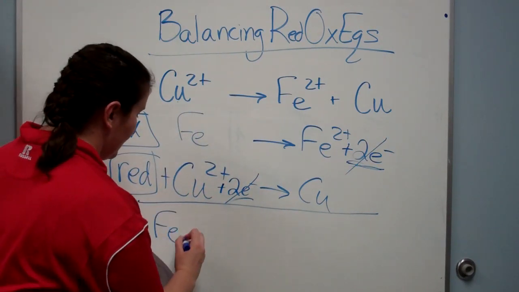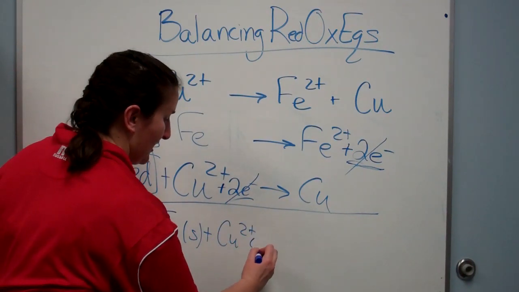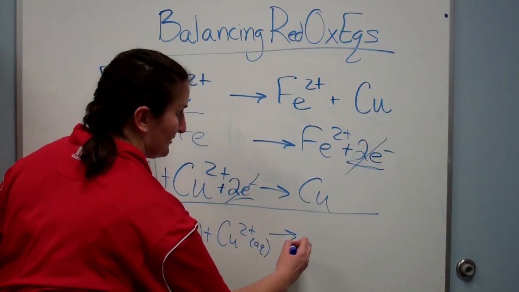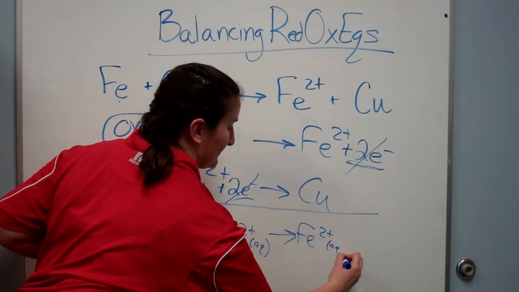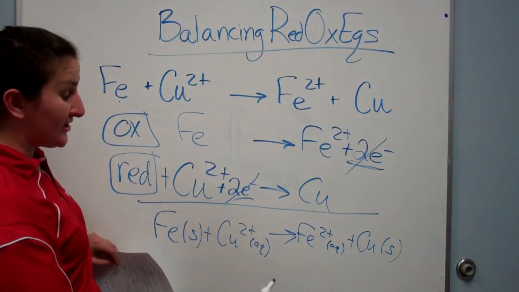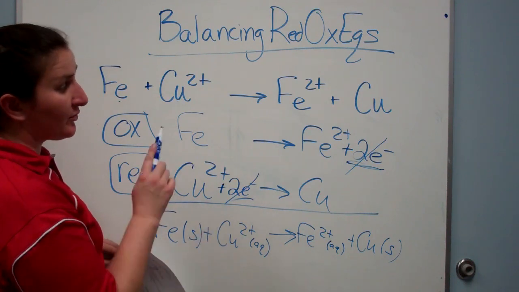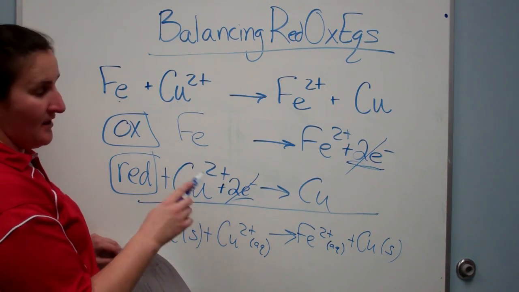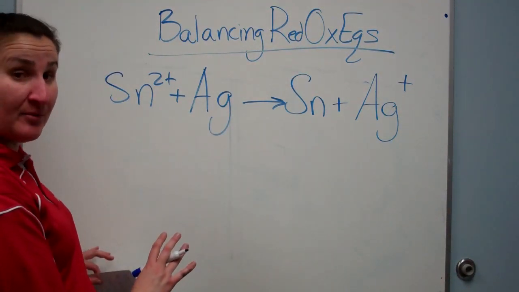So this would be Fe solid plus Cu2+ aqueous yields Fe2+ aqueous plus copper as a solid. Okay? It's actually the exact same equation as what we started with, but we had to go through this to prove that it was in fact balanced. They're not all this simple. Okay? Alright, so now let's look at this example here.